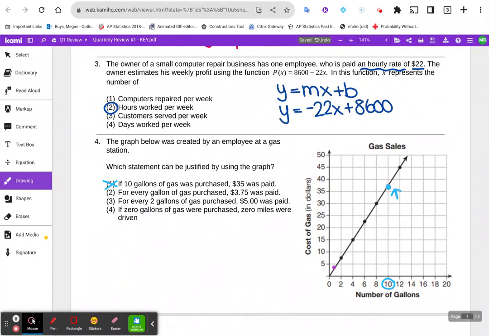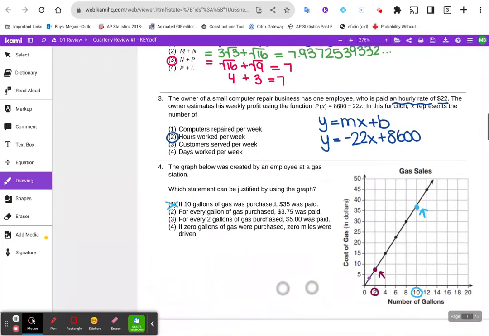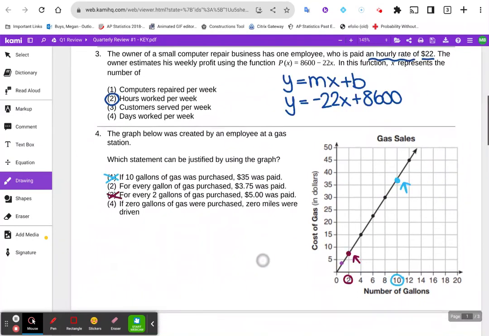It says in choice 3, for every 2 gallons of gas purchased, $5 was paid. Well, at 2, same thing we did in number 1. We definitely know we're higher than we were at 5. So it can't be choice 3. So we're down to a 50-50 shot.